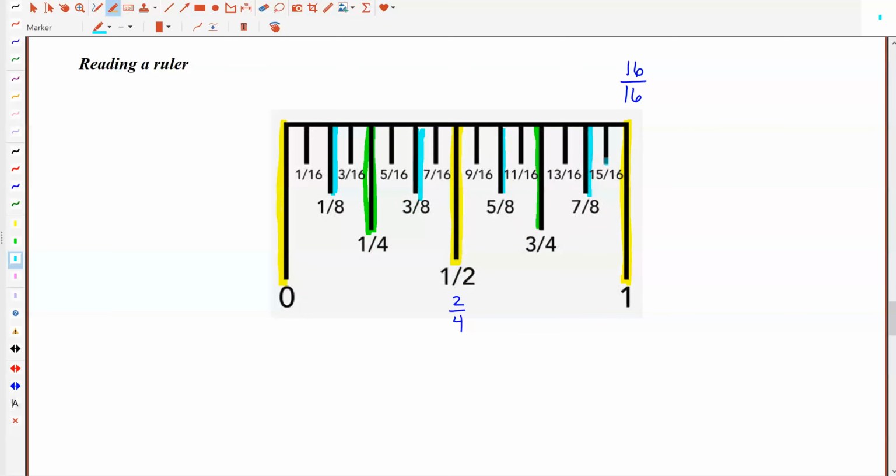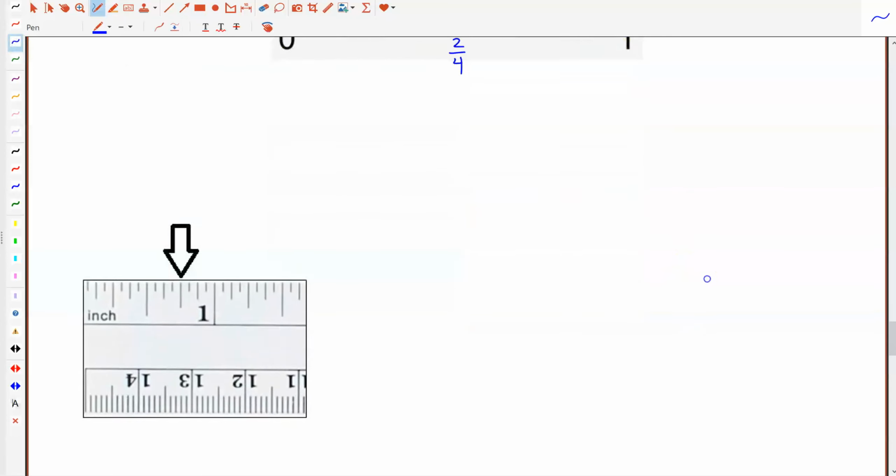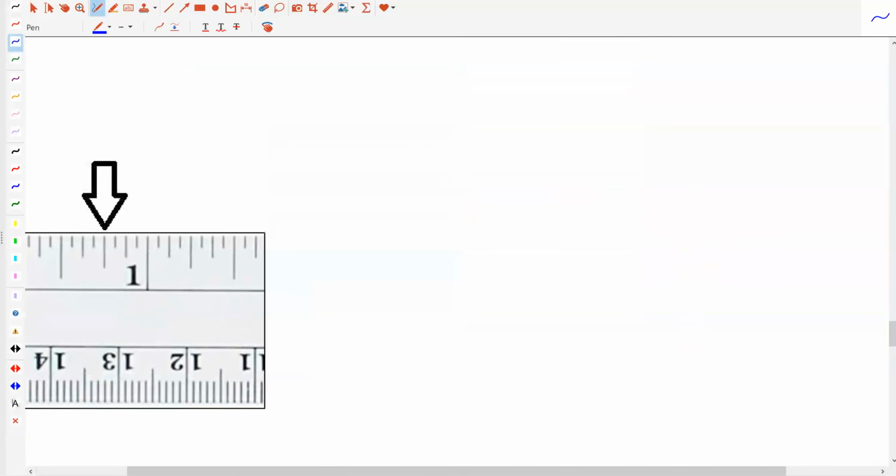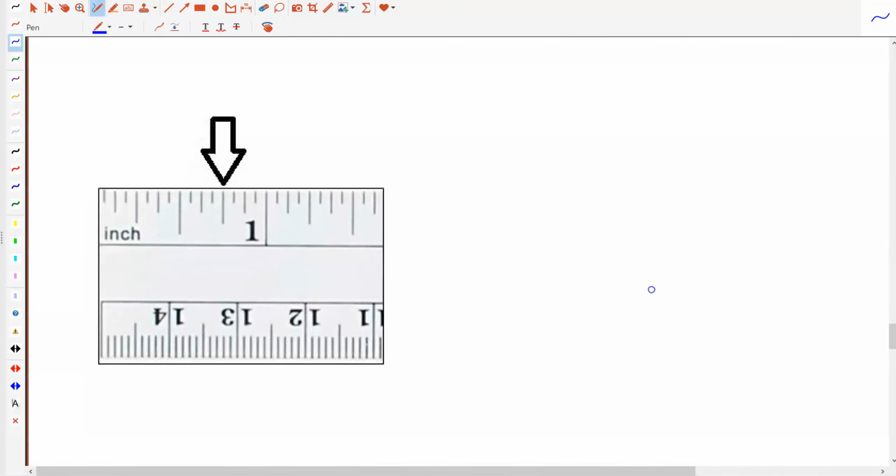Some rulers are even broken up into thirty-seconds, so really tiny, fine increments, but most standard rulers are broken up into sixteenths. One of the things that we want to be able to do is, given an object we're trying to measure by looking at the ruler, figure out where we ended up. First, let's take a look at a couple of examples where we just end up with something between 0 and 1.